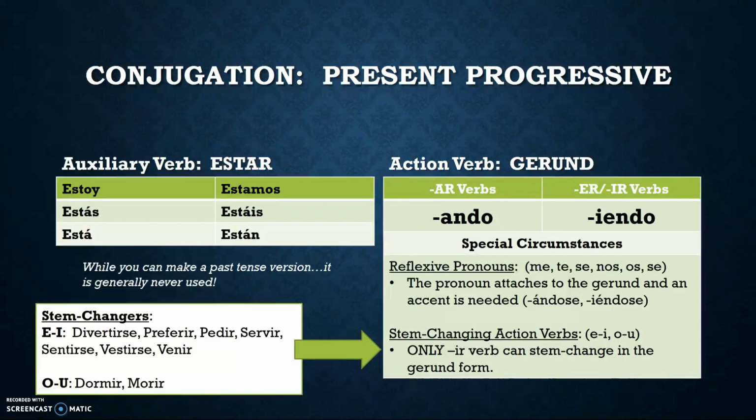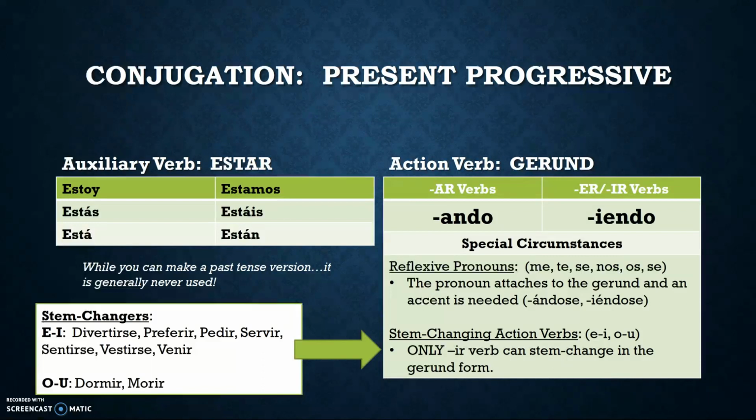Now, our action verbs can end in AR, ER, or IR. If it ends in AR, we drop the AR and replace it with ando. If it's an ER or IR verb, we drop the ER or IR and replace it with yendo.